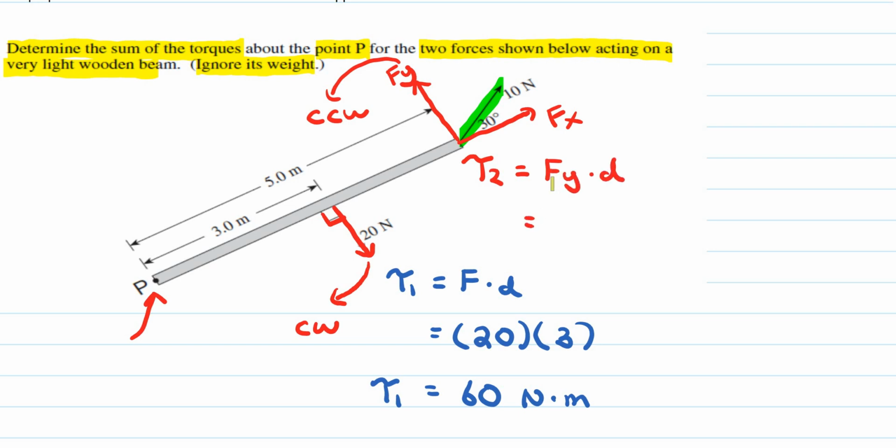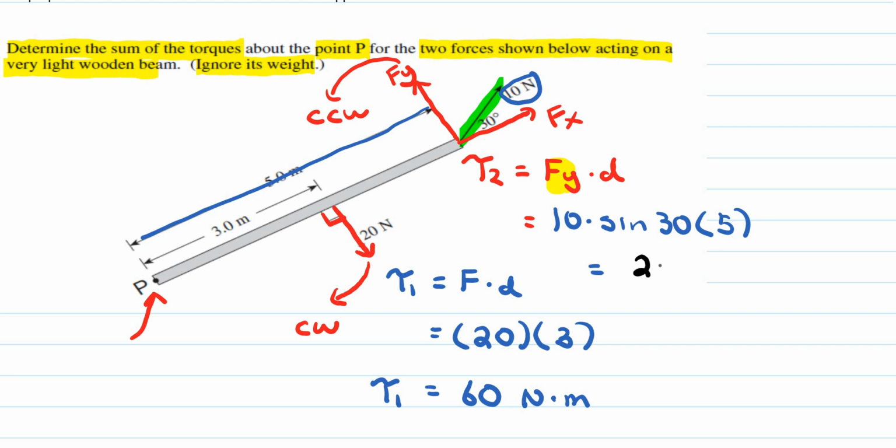And in order to calculate the vertical force, we've done this twice already. So since we have the 10 newtons, it's going to be 10 times sine of 30 degrees, and then we multiply that by the distance to the pivot, and this distance to the pivot is going to be 5. Okay, so if I multiply those numbers out there, that should give me an answer of 25 Newton meters.